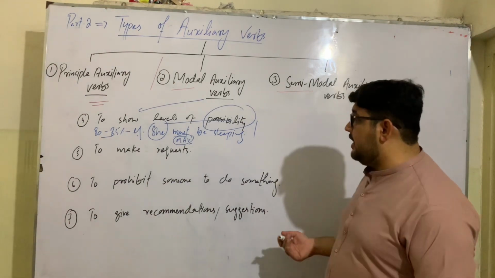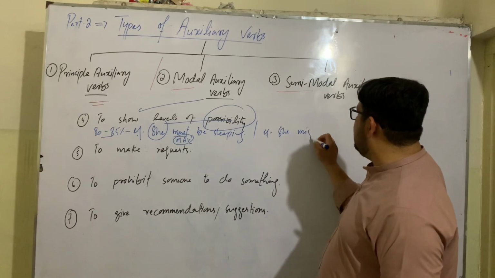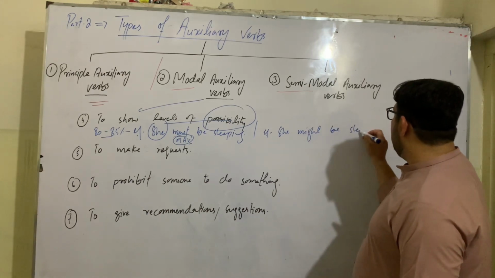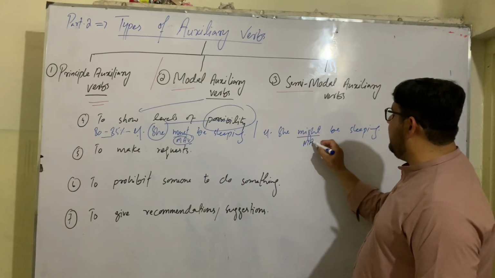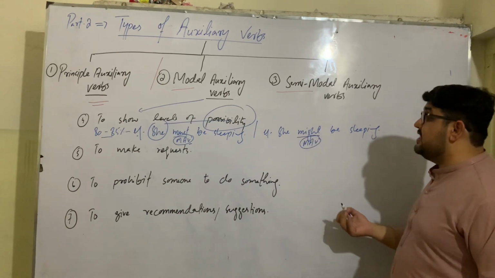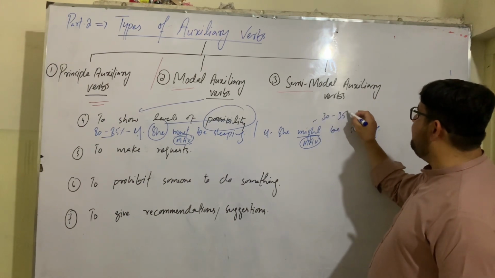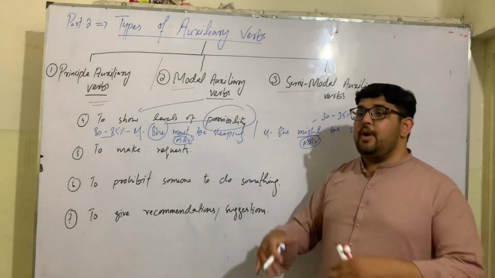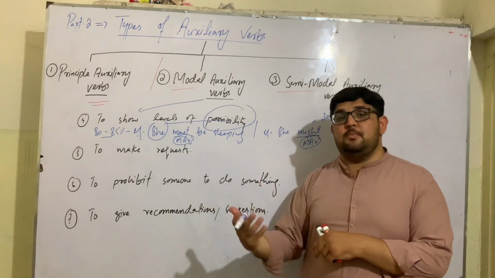another level of possibility. For example, she might be sleeping. Now here might is also a modal auxiliary verb and it shows lower certainty or lower possibility, around 30 to 35% possibility. So with different modal auxiliary verbs we have different levels of possibility.